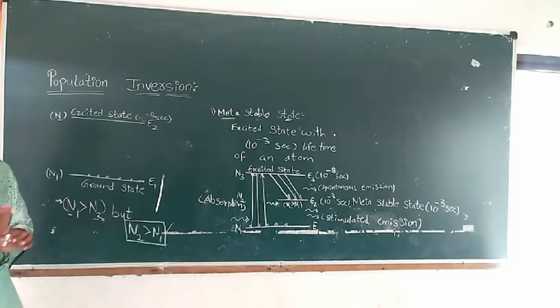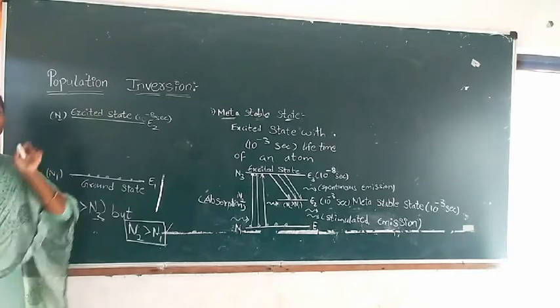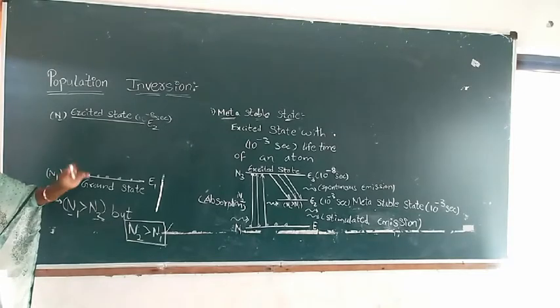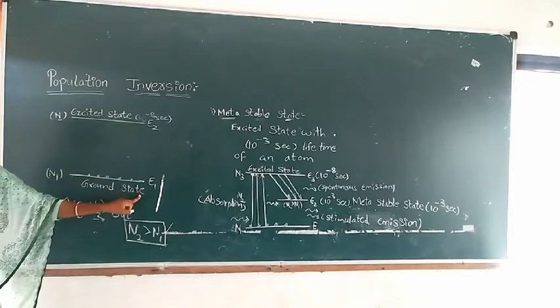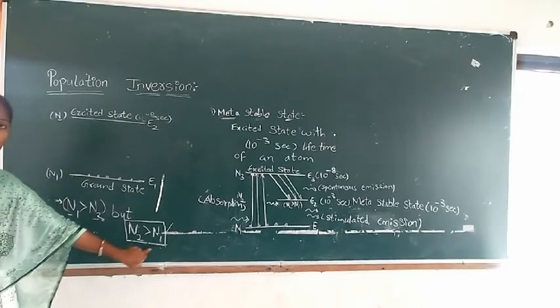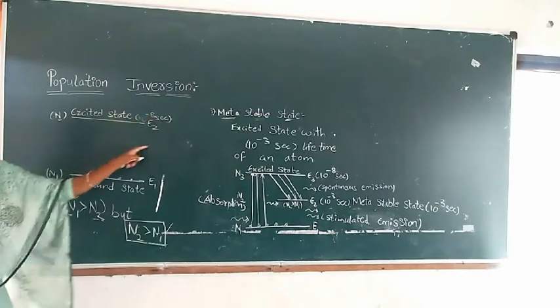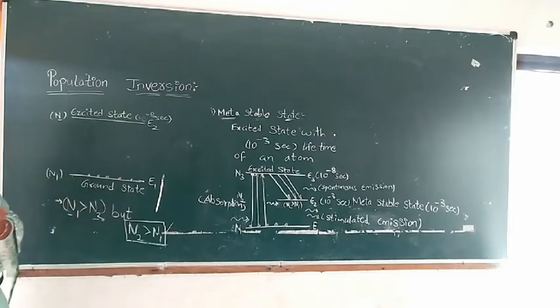Once again I am repeating, the population is always higher in the ground state than in the excited state. But to achieve population inversion, what do we have to do? We have to make the population in the excited state more than in the ground state. That is N2 greater than N1. This condition is known as population inversion.